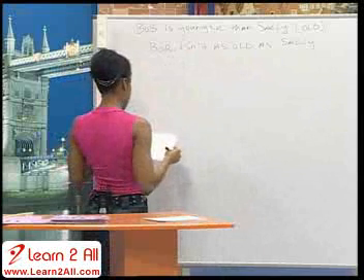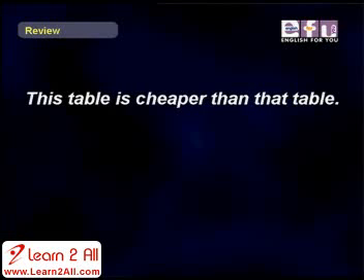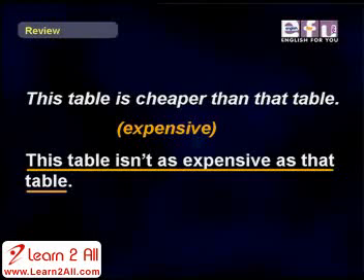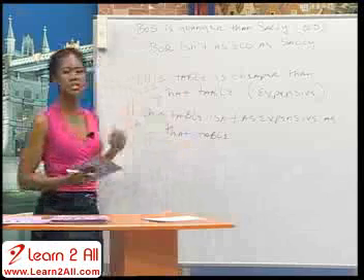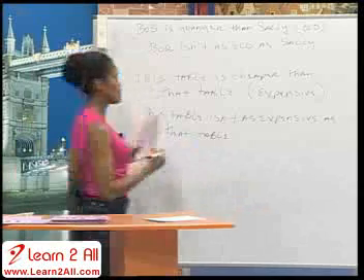Okay, first one. Let's see. Linda can start. This table is cheaper than that table. And our word in parentheses is expensive. This table isn't as expensive as that table. Good. Okay? Because the table is cheaper, we can say this table isn't as expensive as that table.